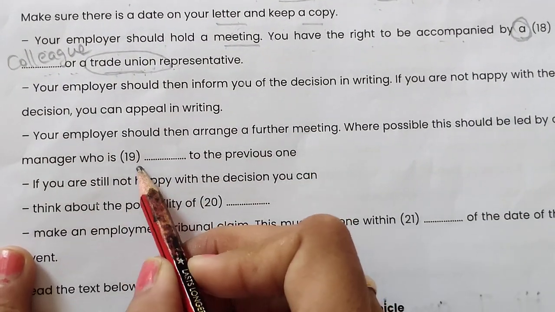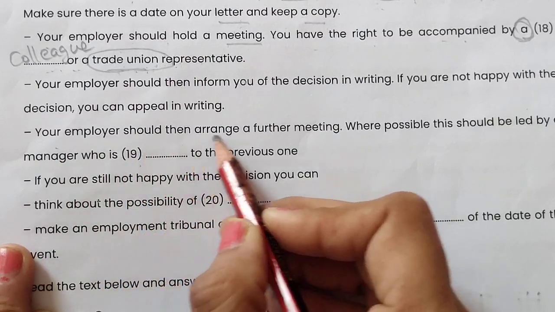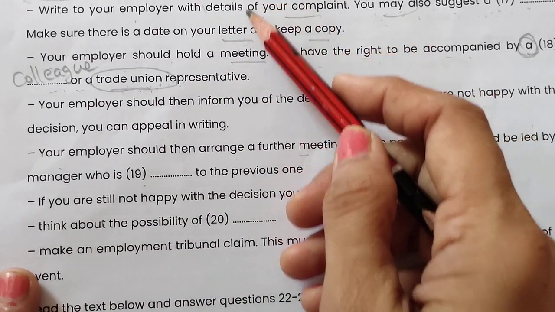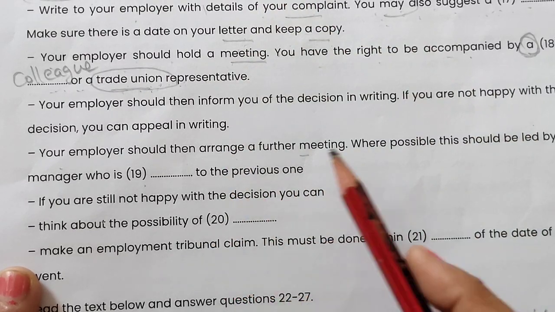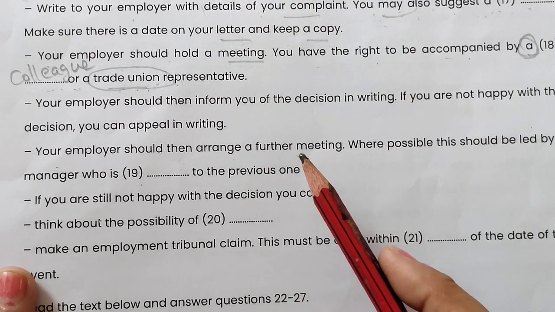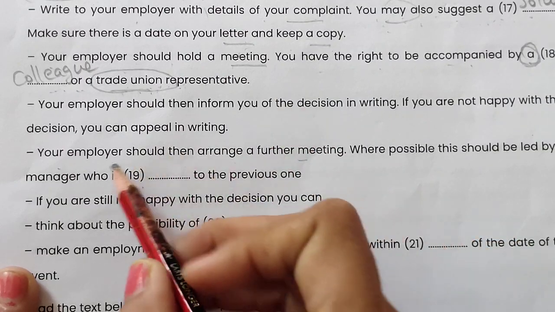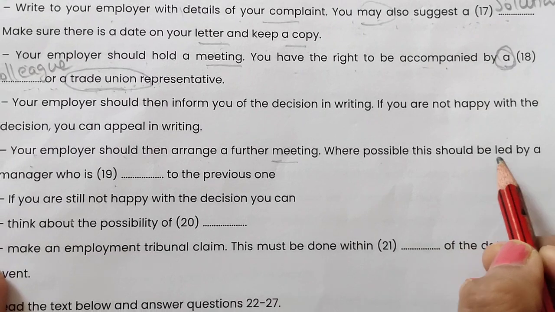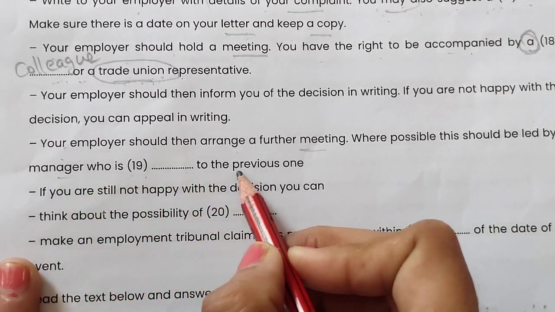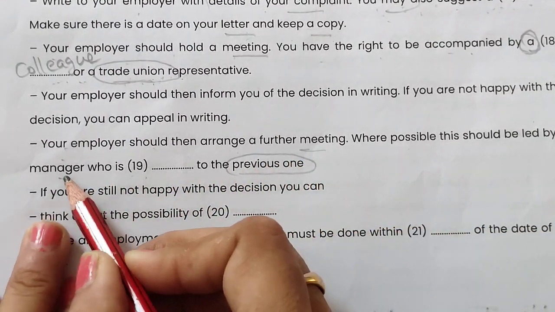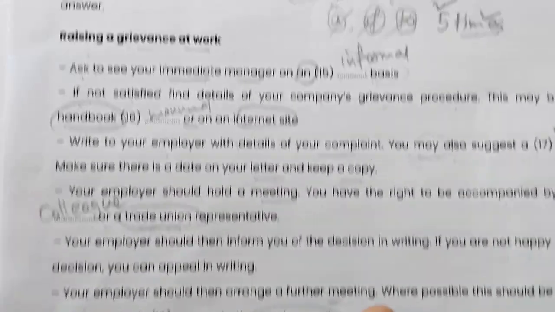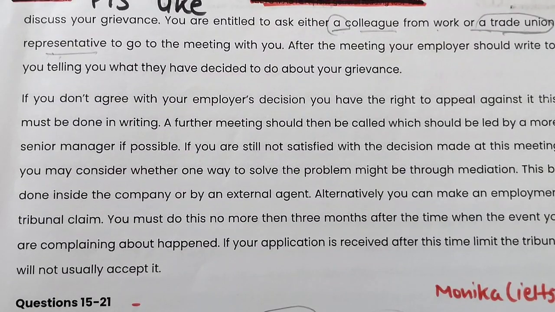Coming to next, 19th number, your employer should then arrange a further meeting. Because we have GT reading here, a lot of information for filling the blanks, but in academic reading a lot of information is not there in questions. So your employer should arrange a further meeting where possible. This should be led by a manager who is dash to the previous one. Okay, manager who is dash to the previous one. Okay, so manager, so here they are talking about.